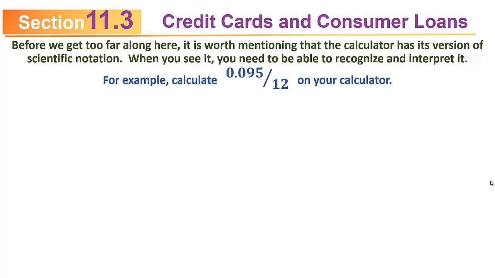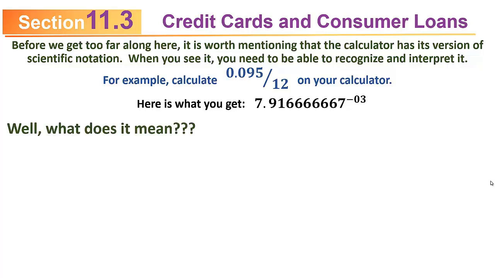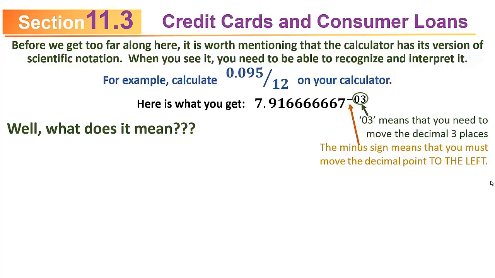If you were to take your calculator out now, and I would recommend you do so, and take 0.095 and divide it by 12 in your calculator, what you will see in the display is this number, 7.916666667, and then you've got an exponent of negative 03. That is the calculator's version of scientific notation, and unless you know what it means, I'm not sure you'll know what to do with that number. So I'll tell you what it means. The 3 means that you need to move the decimal place 3 places, and if there's a negative in front of it, that means that the movement needs to be to the left.